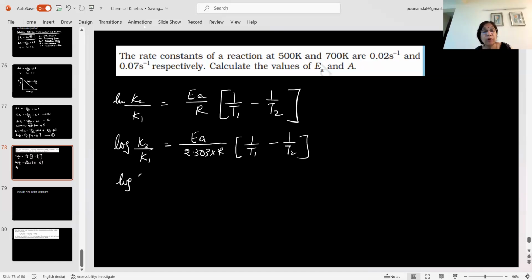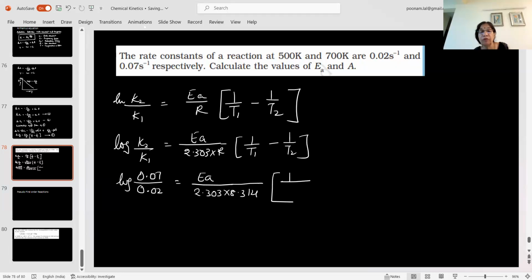Log of 0.07 divided by log of 0.02 is equal to EA, I have to calculate, upon 2.303. Value of R is 8.314. 1 upon T1, temperature 500. 1 upon 500 minus 1 upon 700. Okay. Now this is a little heavy on calculation. So I have done the calculation and I am showing it to you.